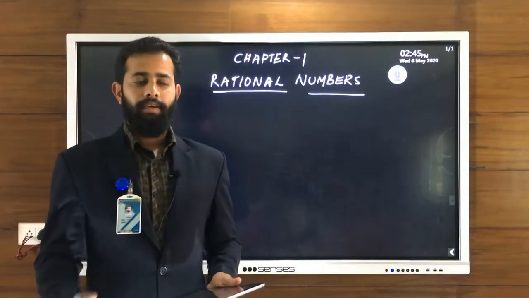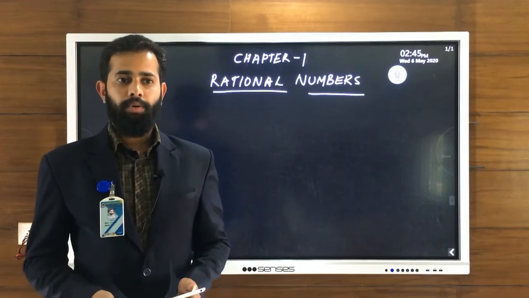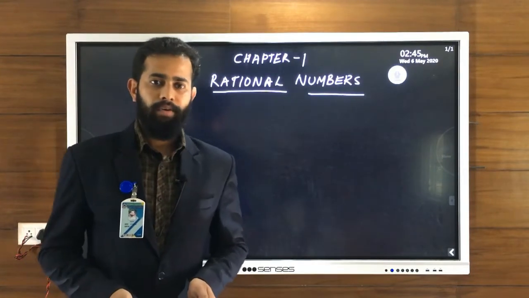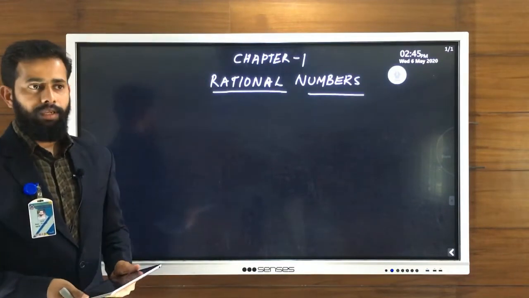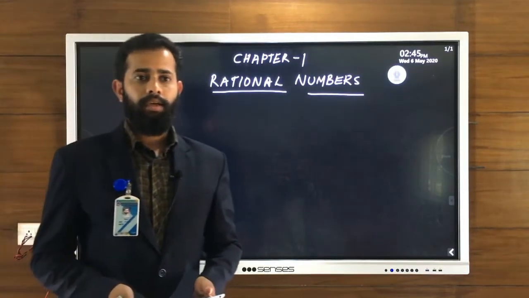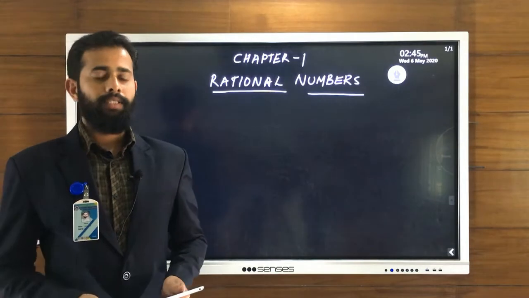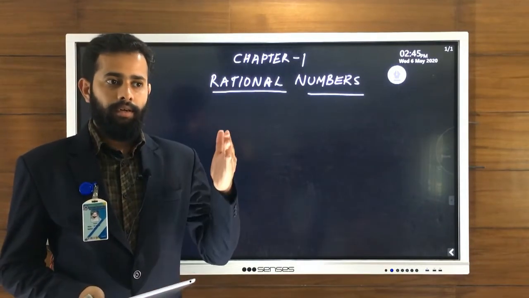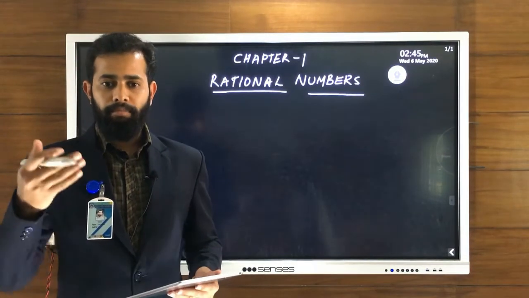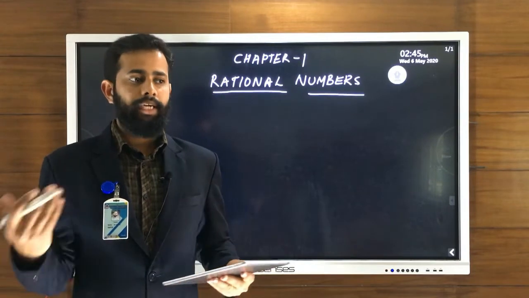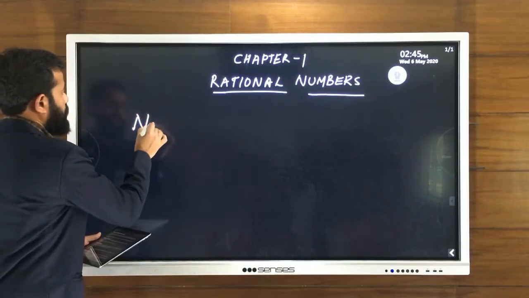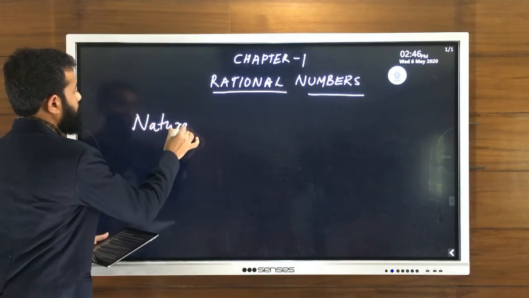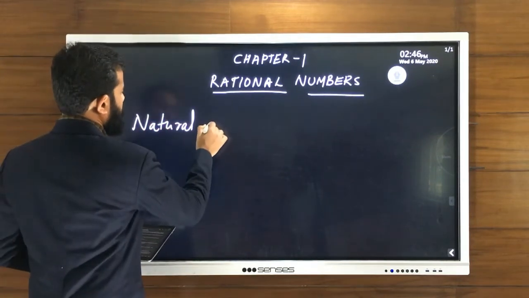In this session, we are going to discuss the number system. Our first chapter in our syllabus is rational numbers. Rational number is one of the categories of a number system. The other categories, some of the main categories, we have already studied in the previous year. So, first of all, natural numbers, one of the classifications of number.